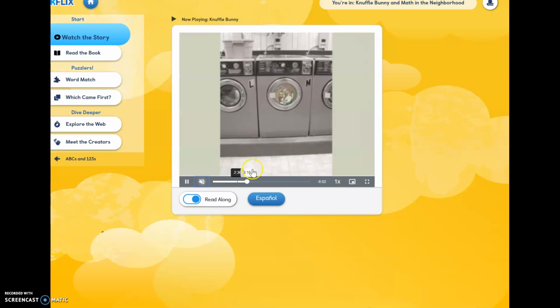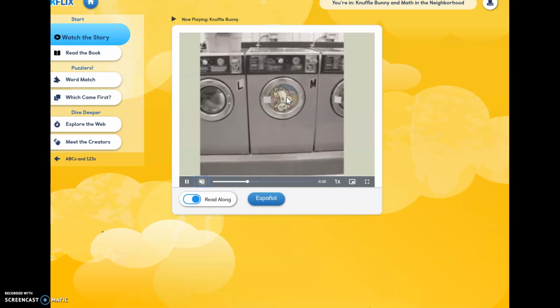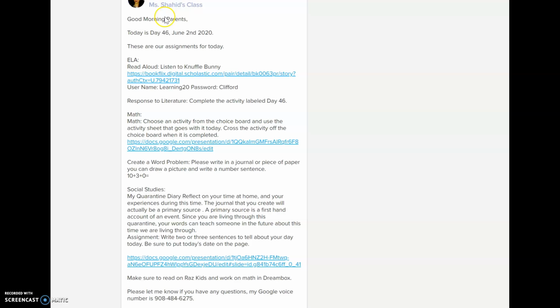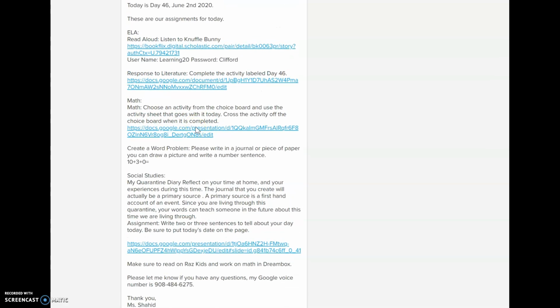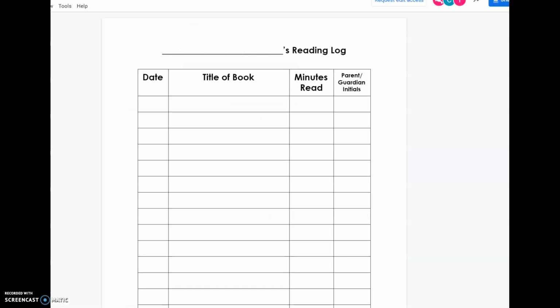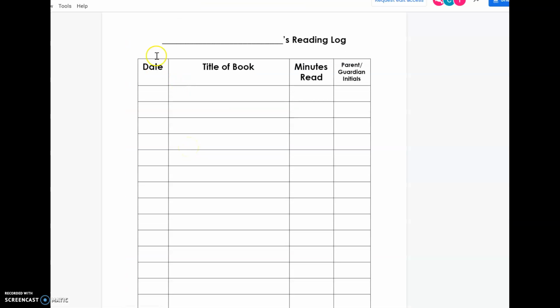It's a really cute story about Knuffle Bunny getting lost, right? And I want you to think about the story, what happens in the story. If you don't have the packet, you're going to click on this link here. It's going to take you to the ELA packet. And in the packet, you're going to read every day, right? And you're going to make a log here.